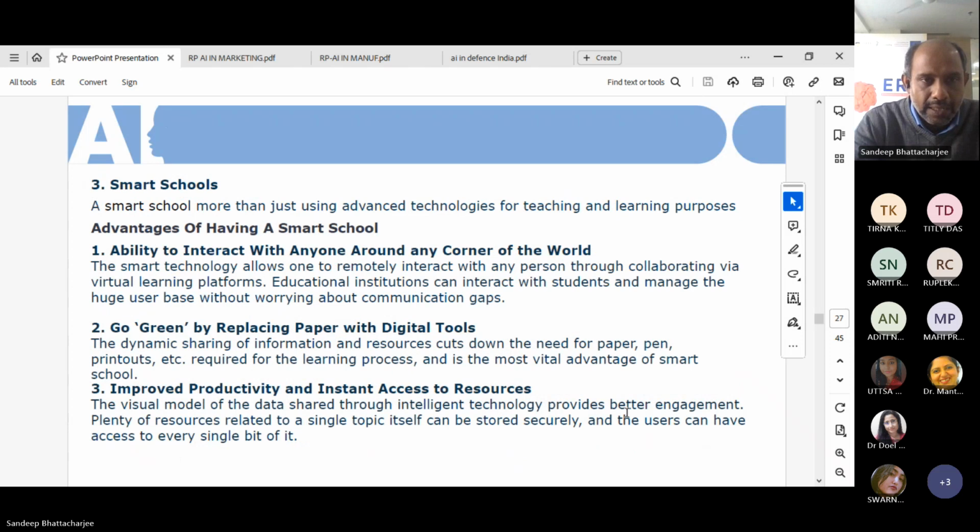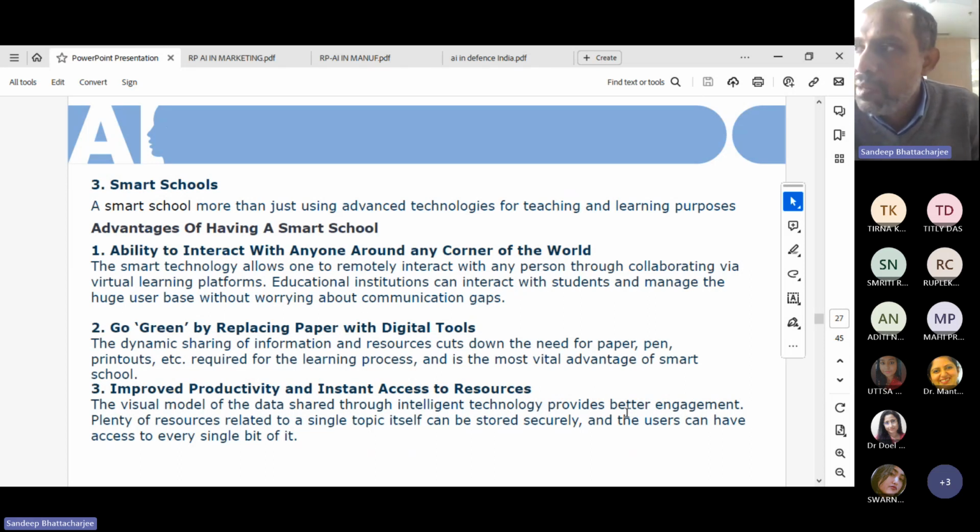Okay. Smart schools in European cities, some of these European cities, you have the smart school system. So a lot of advanced technologies are being used for both teaching and learning purposes. So some of the advantages of this smart school system. Number one, ability to interact with anyone around any corner of the world. So it can allow you to remotely interact with any person through collaborating via various virtual educational platforms. So educational institutions can interact with students and manage without worrying about communication gaps.